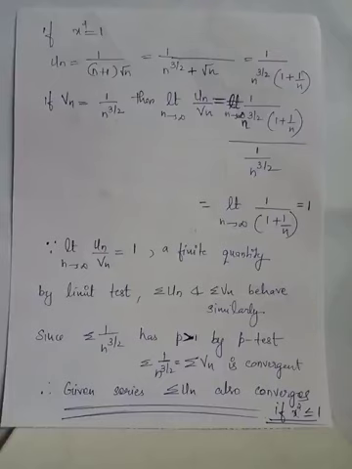Since we have obtained a finite quantity, by the limit comparison test summation un and vn behave similarly. That is, if the familiar series is convergent, then the given series will also be convergent. Since the familiar series we have selected is summation 1 by n raised to 3 by 2, which is convergent as per the p test, the given series will also be convergent at the point x square equals 1. So in general, whenever x square is less than or equal to 1, the given series is convergent.